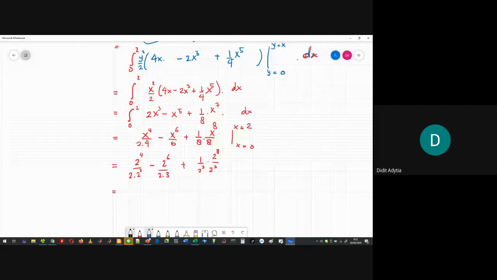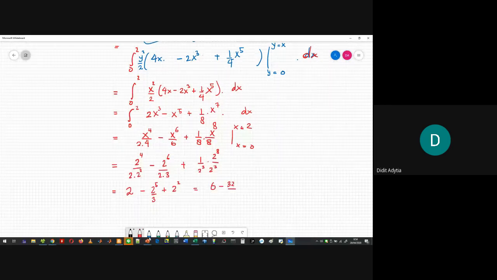Supaya gampang itu ya, mencoret. Pangkat 3 berarti ini 2 ya. Ini pangkat 5 dibagi 2 pangkat 5 berarti bagi 3 ditambah dengan 6 berarti 2 pangkat 2. Benar ya? Oke, 2 pangkat 5, 3 per 2. 2 tambah 4, 2 tambah 4 berarti 6 dikurang 32 dibagi 3. Benar nggak?